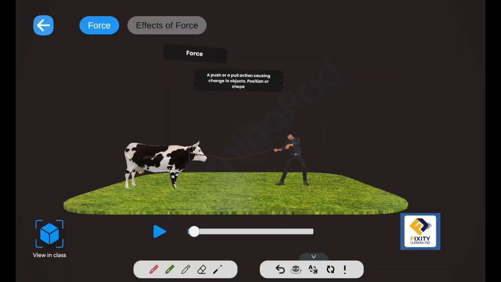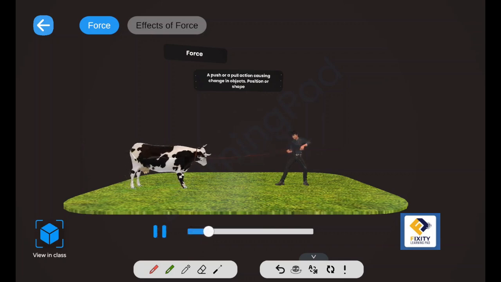So here students, you can see a push or a pull causing change in an object's position or shape. Here you can see the person is trying to pull the cow. He is pulling the cow towards himself. So the pull is a force. You can see it is producing some effect on the cow. The cow is slightly moving forward. So push or pull are both called forces. Now we have seen what a pull can do. Let us see a pushing force in motion.